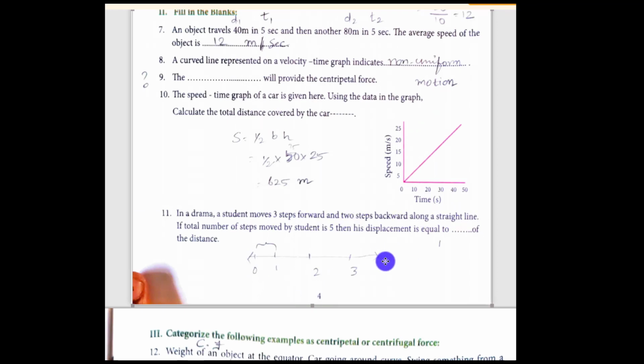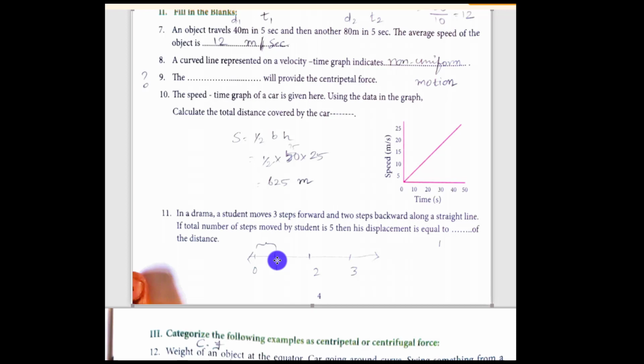In a drama, a student moves 3 steps forward and 2 steps backward along a straight line. Take this line and mark these points 0, 1, 2, 3. A student moves 3 steps, then 1, 2, 3. He is moving 3 steps forward and 2 steps backward, 1, 2. He is moving 2 steps backward.